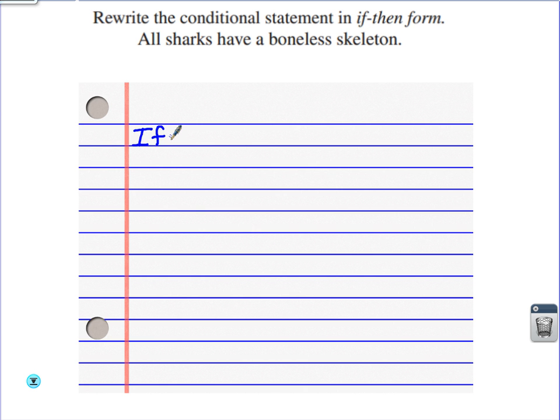Because we wanted an if-then form. This one's a little tougher. Some of these make you think a little bit. Let's try this. If an animal is a shark, comma, then what's going to be true? There you go. It has a boneless skeleton. If an animal is a shark, then it has a boneless skeleton. If-then form. You have your condition, which would be it's a shark. You have your resultant or your conclusion, which is it has a boneless skeleton.